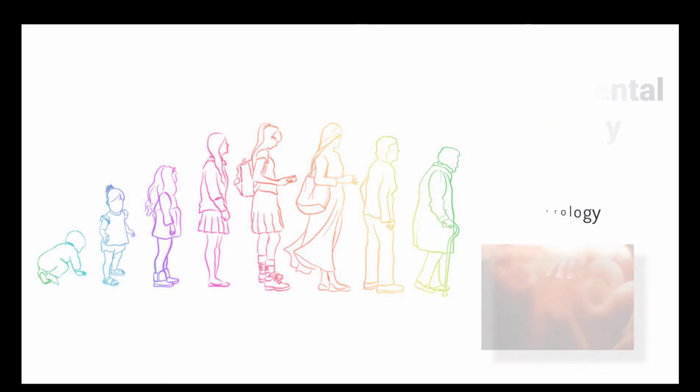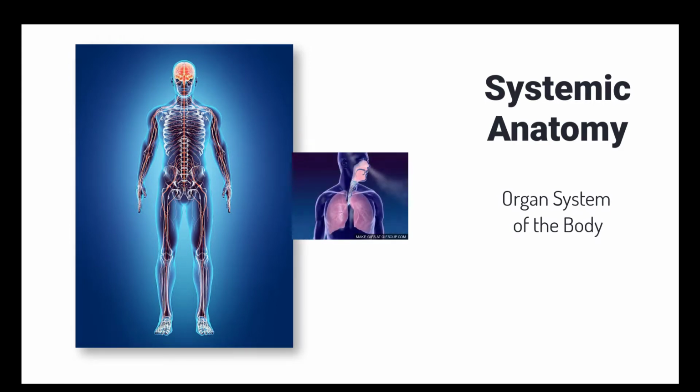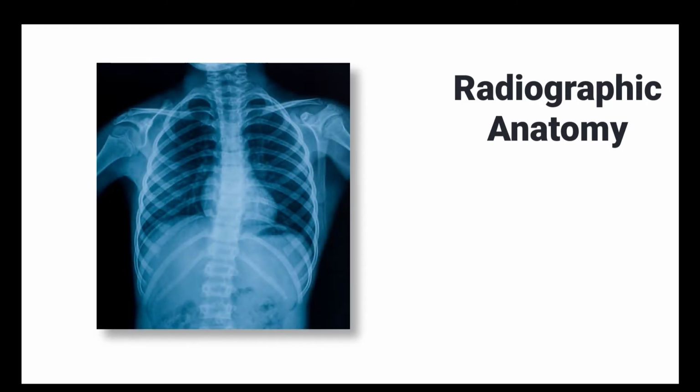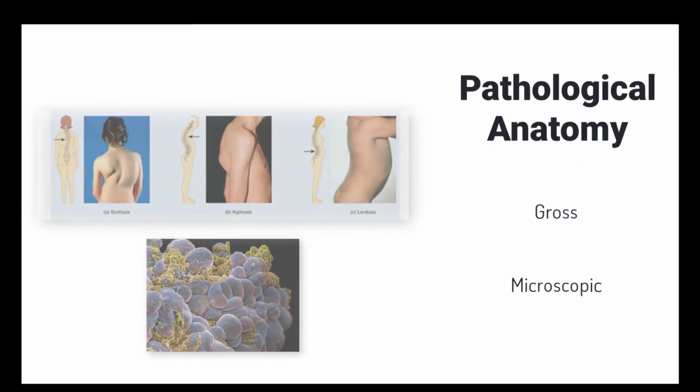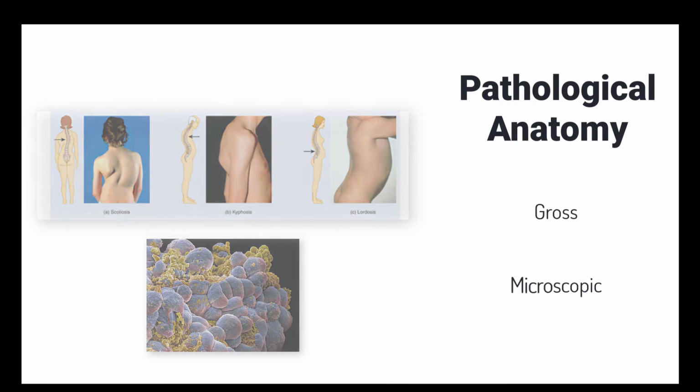We also have systemic anatomy, which is the study of the structure of specific systems of the body, such as the nervous or the respiratory systems. We also have radiographic anatomy, which studies the body structures that can be visualized with X-rays. And lastly, we have pathological anatomy, which studies the structural changes, gross or microscopic, that are associated with disease.